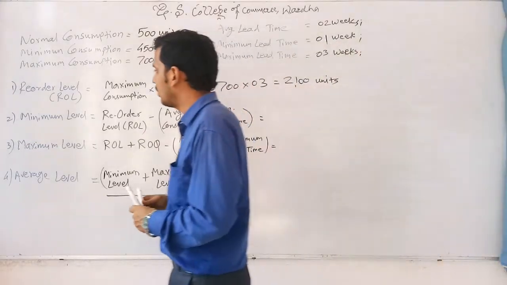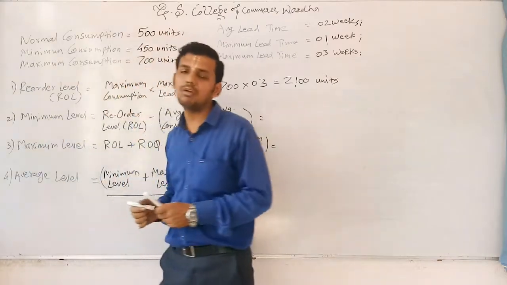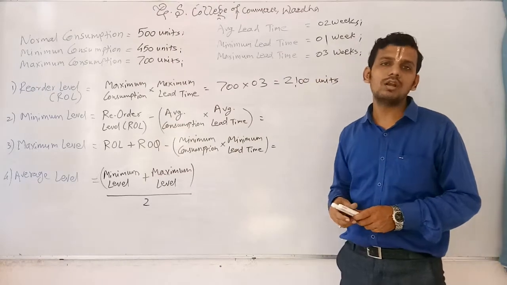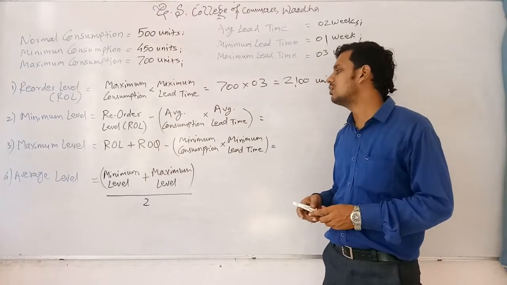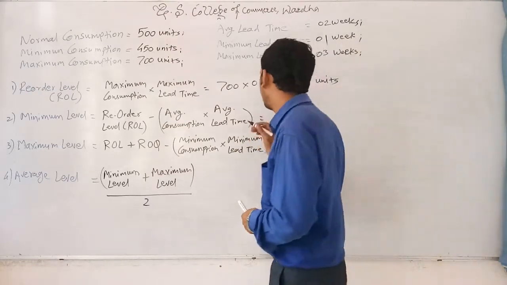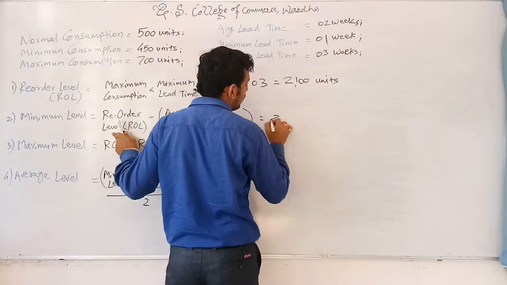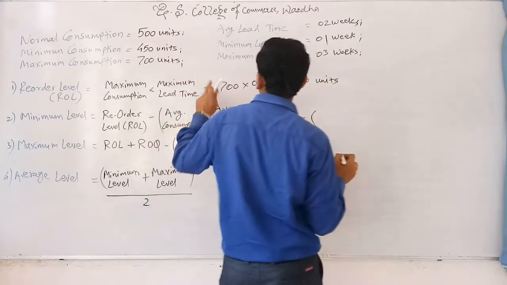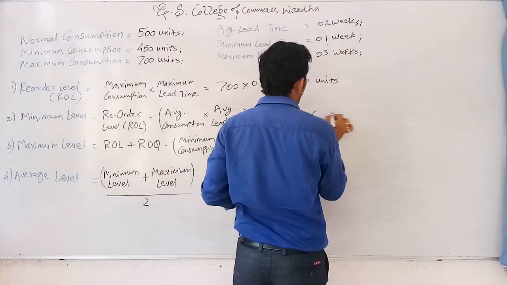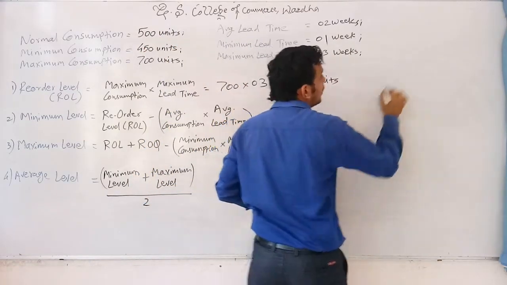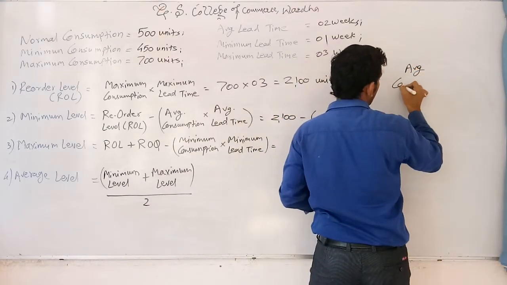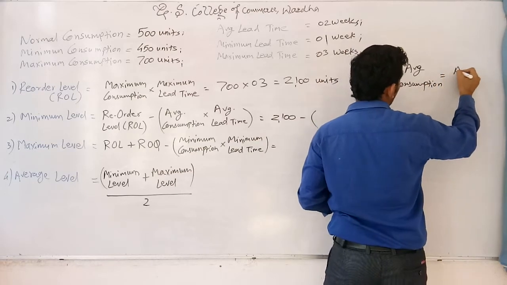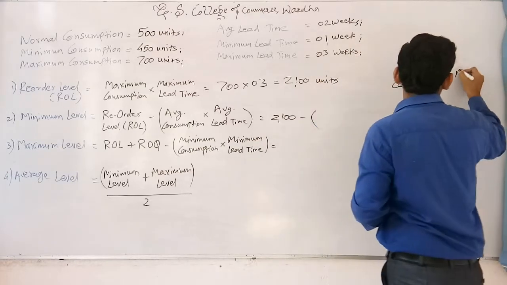Now we will start with the calculation of minimum level of stock. The formula for calculation of minimum level of stock is reorder level minus average consumption into average lead time. First of all we have to write reorder level 2100 units minus, in bracket, average consumption. It is given in the question as normal consumption. We have said that average consumption is equal to normal consumption.